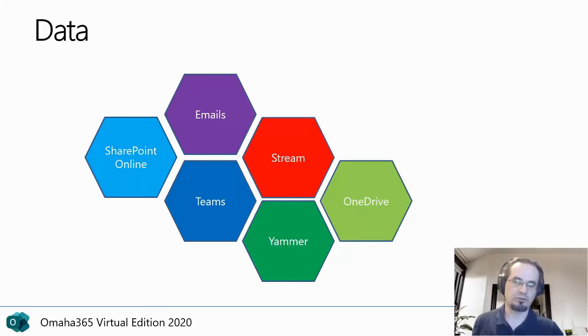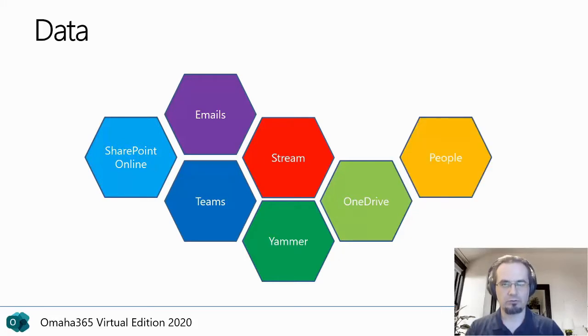Then OneDrive for Business. We can use it directly using the OneDrive website or the OneDrive application for desktop. But if we send a file or files in a personal chat on Teams, then all of those files will be stored in OneDrive for Business as well. And then, of course, people. So information about our colleagues, our employees, is stored in Azure Active Directory.